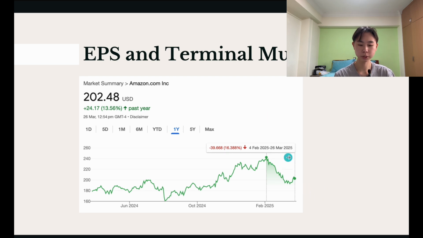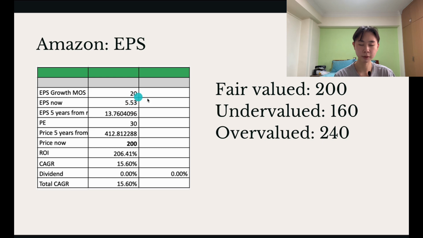So for Amazon over here, the current EPS is around 5.53, and assuming a 20% EPS growth over the next 5 years, and assuming a 30 PE, I think a 30 PE is more than reasonable for a company that is growing at 20% every single year. Amazon will give you around a 15.6% CAGR. Of course, if I change the EPS growth to around 15%, then Amazon's price right now will give you around an 11 to 12% CAGR. That is also undervalued for this company.